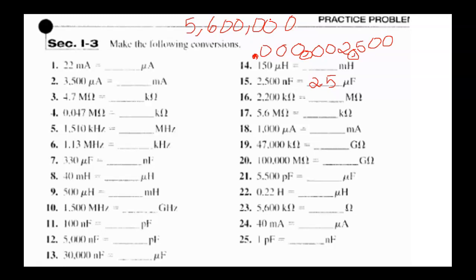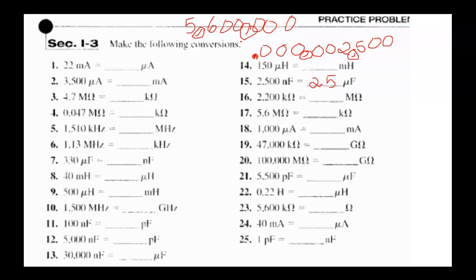Why? Because I've moved from mega, which is where this comma is. I moved it down to kilo, where this comma is. Okay? 5,600 kilo. The decimal is going to come after the first. All right, let me put it this way. You're going to follow the comma.